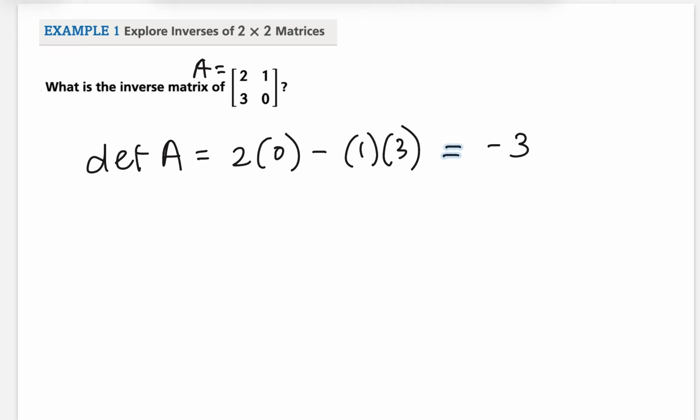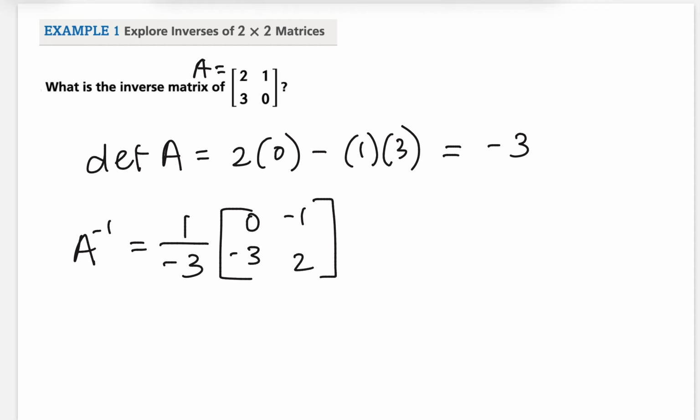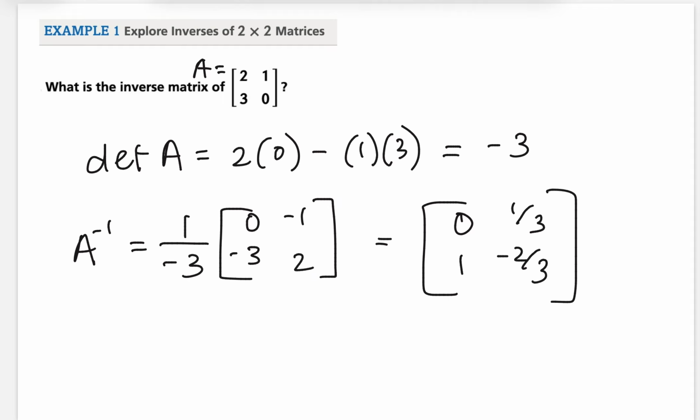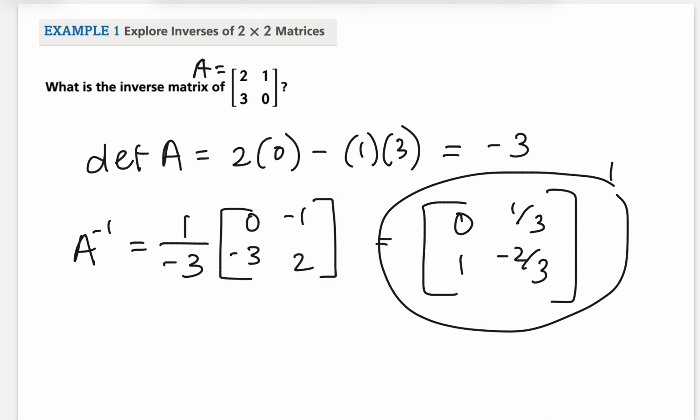Then to find the inverse of matrix A, we're going to take 1 over that determinant, so 1 over -3, and multiply that by the matrix where we swap the A and the D, so the 0 here and the 2 here, and then change the signs of B and C. If we multiply that through, we get 0, 1/3, 1, and -2/3. So this would be our inverse of this matrix.